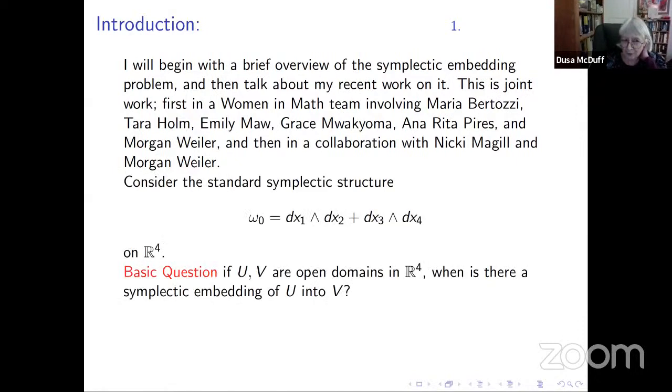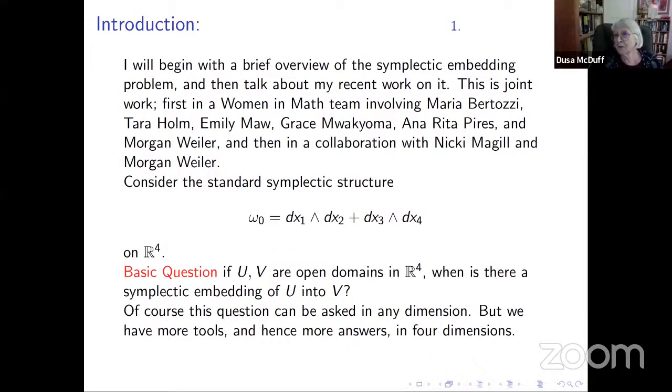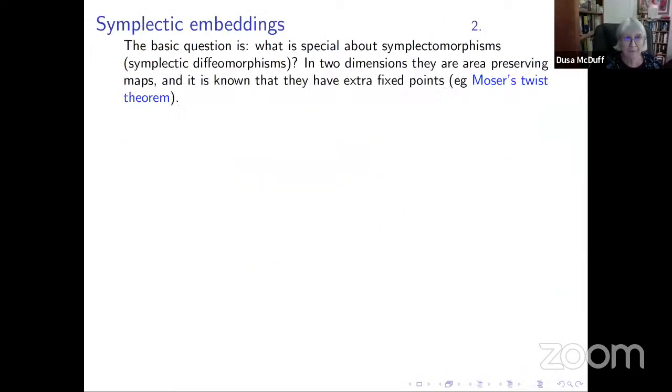And so we're looking at the standard symplectic structure on R4. I'm mostly talking about R4 because we have more tools there. The basic question I'm looking at is, if you have open domains in R4, when can you embed one into the other symplectically? Of course, you can ask the question in any dimension, but we have more answers in dimension 4. So I'm going to concentrate in dimension 4.